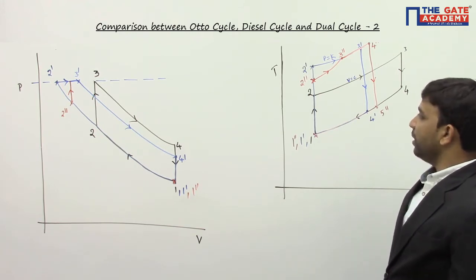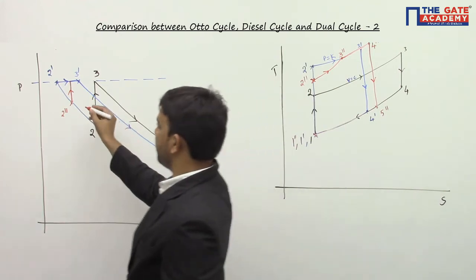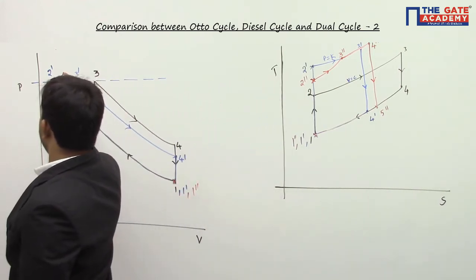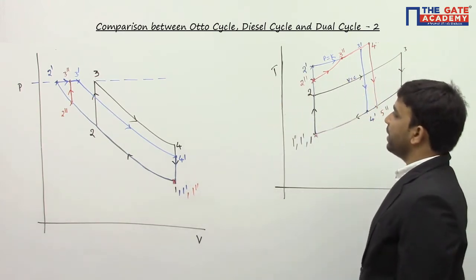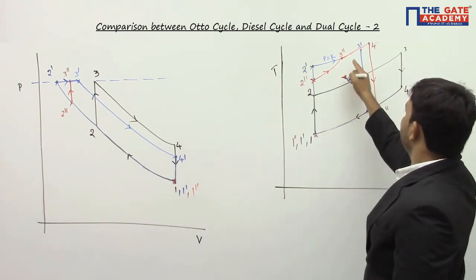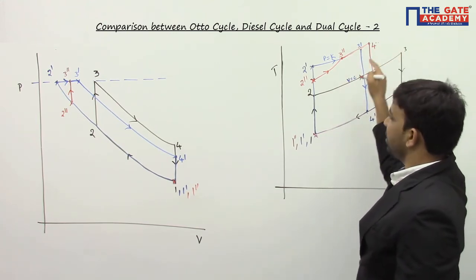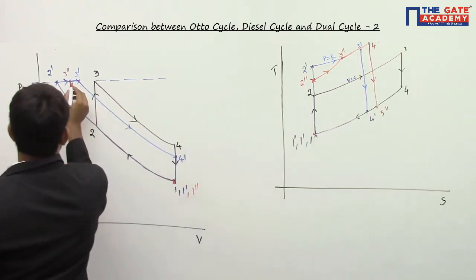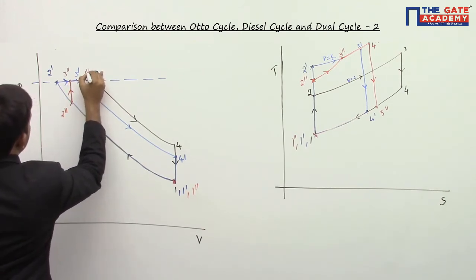Now you can see here, I added heat till I reached maximum pressure. I reached maximum pressure at this point, which I am calling 3 double dash. At this pressure I go for the heat addition process, and the heat addition process is at constant pressure, up to 4 double dash. 4 double dash lies between 3 dash and 3. So this is 4 double dash.